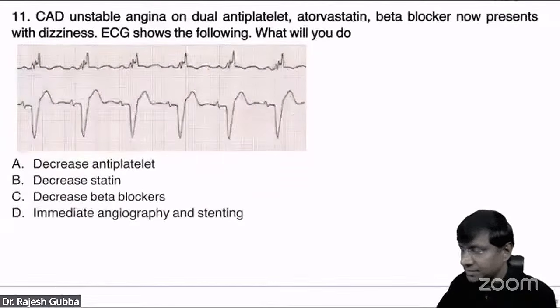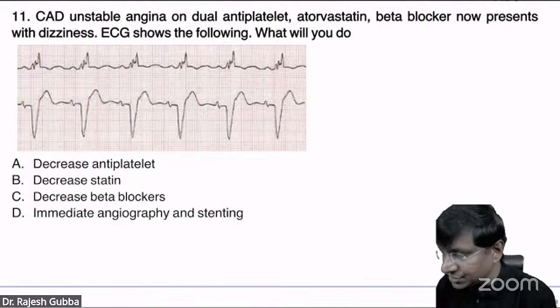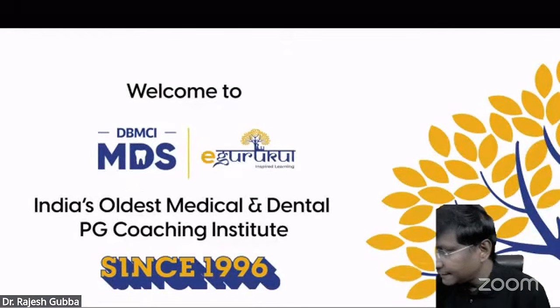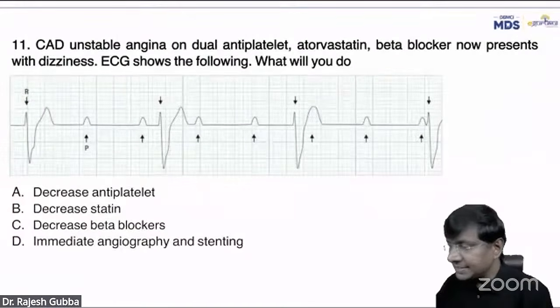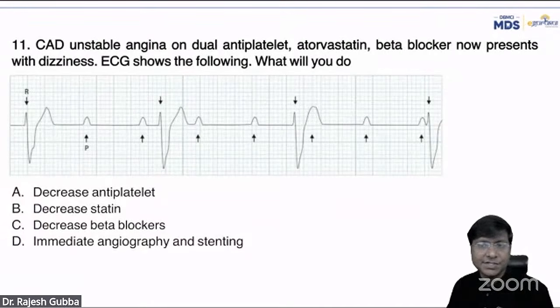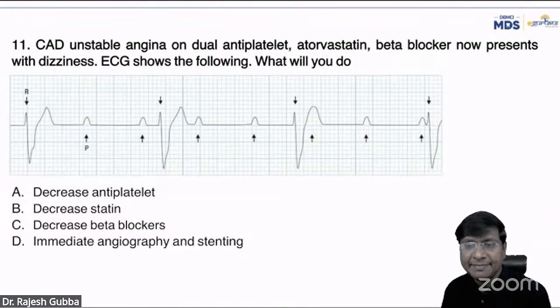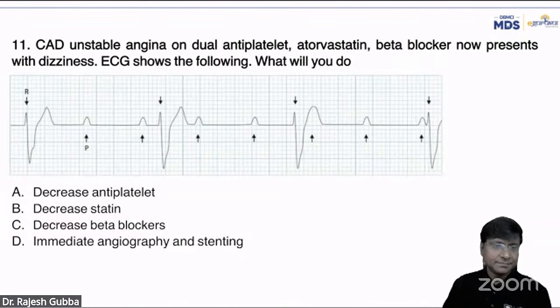Okay, I'll show you the exact ECG. Just give me a minute. Yeah, this was the exact ECG. So tell me, what is the diagnosis of this ECG? Coronary artery disease, unstable angina on dual antiplatelet therapy, atorvastatin. The patient is on beta blocker, now presenting with dizziness. ECG shows the following. What will you do? Decrease antiplatelets, decrease statin, decrease beta blocker, immediate angiography and stenting.